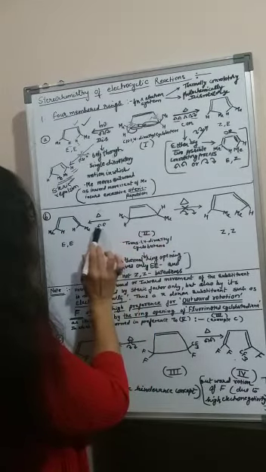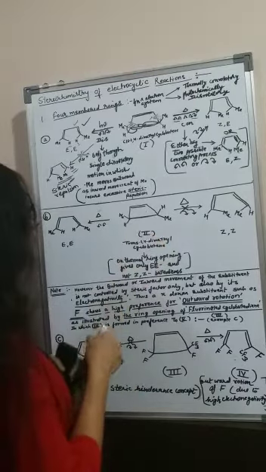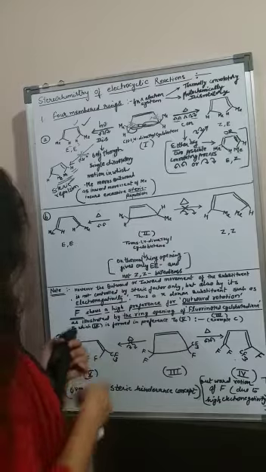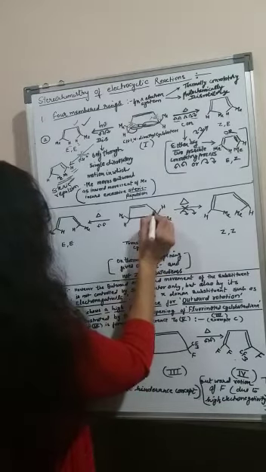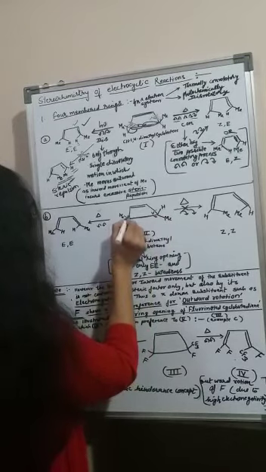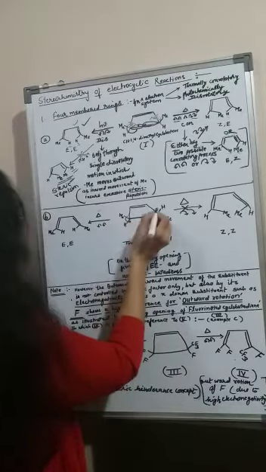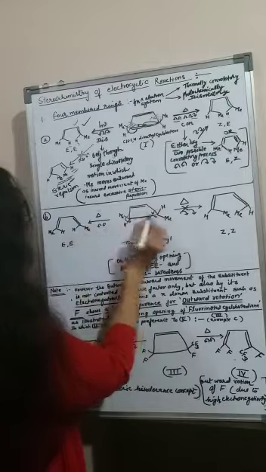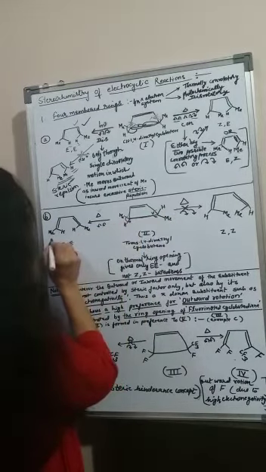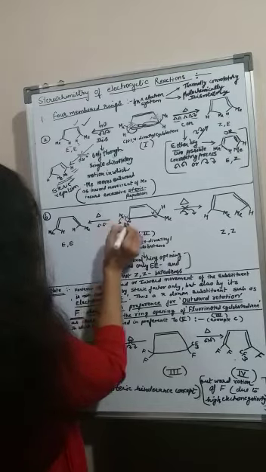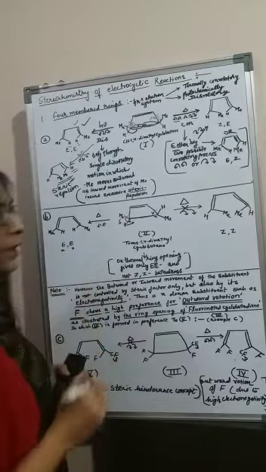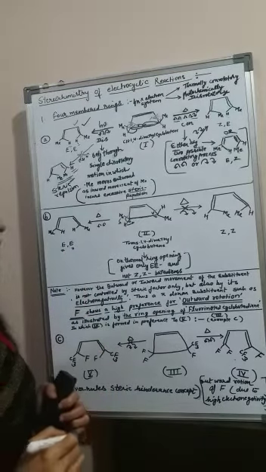By the conrotatory process, what happens? If we see anti-clockwise, this is going anti-clockwise, and this is also going anti-clockwise. So H will move inward and Me is moving outward. Here Me is moving outward on this side and H is moving inward. So the EE configuration is there, right?